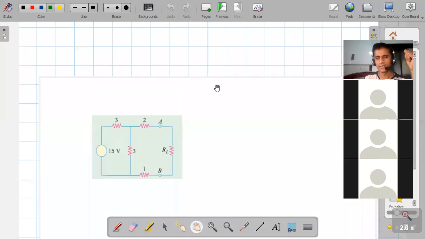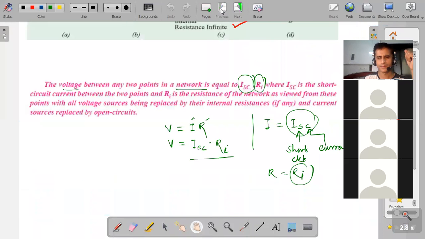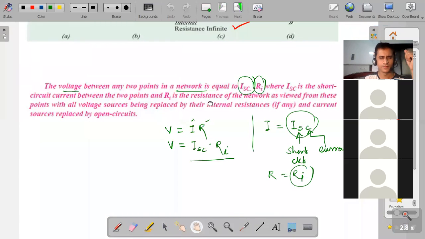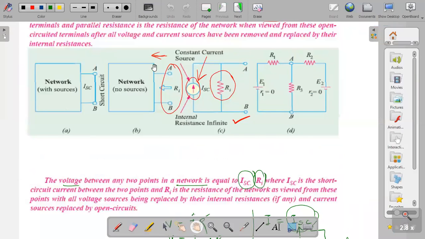Yes, any doubt? I will take a summary of today's lecture. Can you tell me about Norton theorem? Can you tell me the summary of today's lecture? What is the difference between Thevenin and Norton theorem?